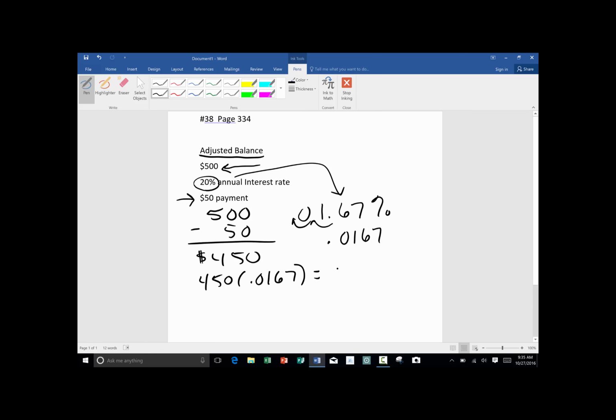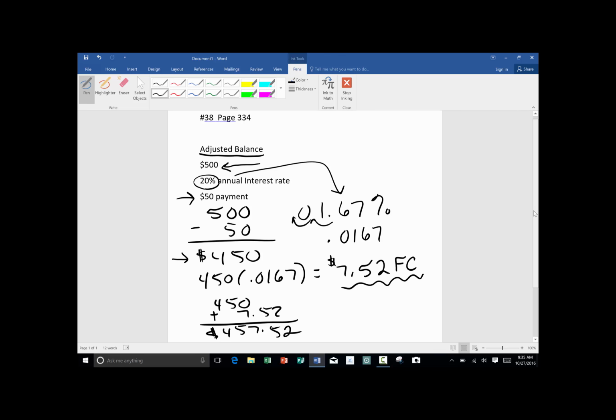Comes out to $7.52 if we round. So this is the finance charge. Your new bill is the $450 adjusted balance plus $7.52, which would be $457.52. So that's how we're doing it using the adjusted balance method. Let's go ahead and do the other methods as well as we go through here.